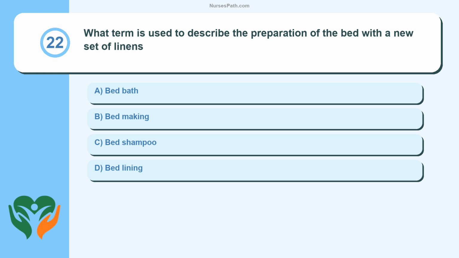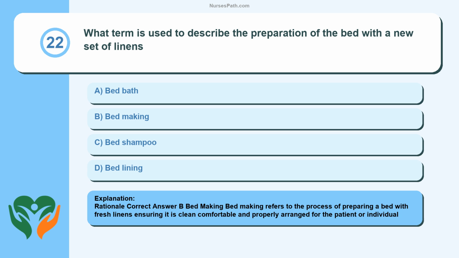Question 22. What term is used to describe the preparation of the bed with a new set of linens? Bed bath, bed making, bed shampoo, bed lining. Rationale: correct answer B, bed making. Bed making refers to the process of preparing a bed with fresh linens, ensuring it is clean, comfortable, and properly arranged for the patient or individual.